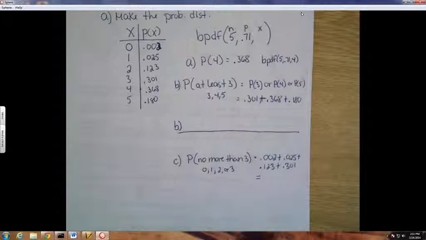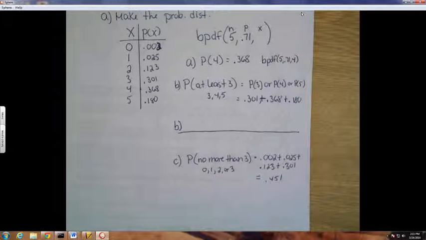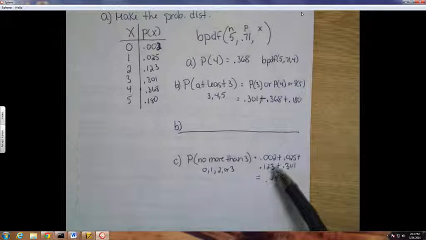And did anybody do that? Point 4, 5. Did you do it in your head? I don't know if it's right or not. Okay, that would not be difficult to do. It might take a little bit of time to type the binomial PDF in 4 times or make the table.